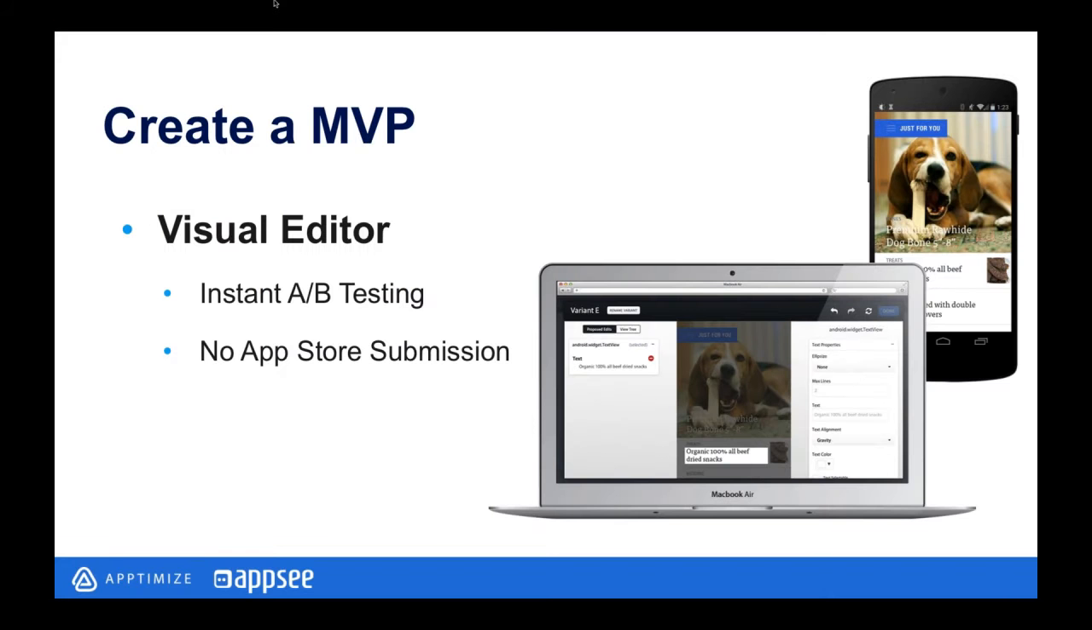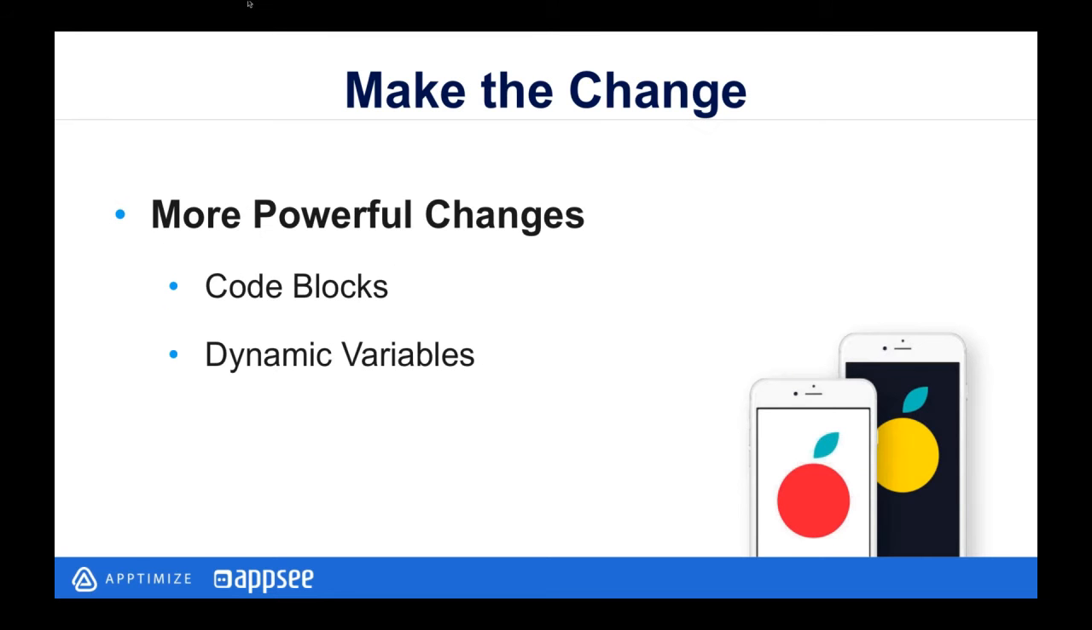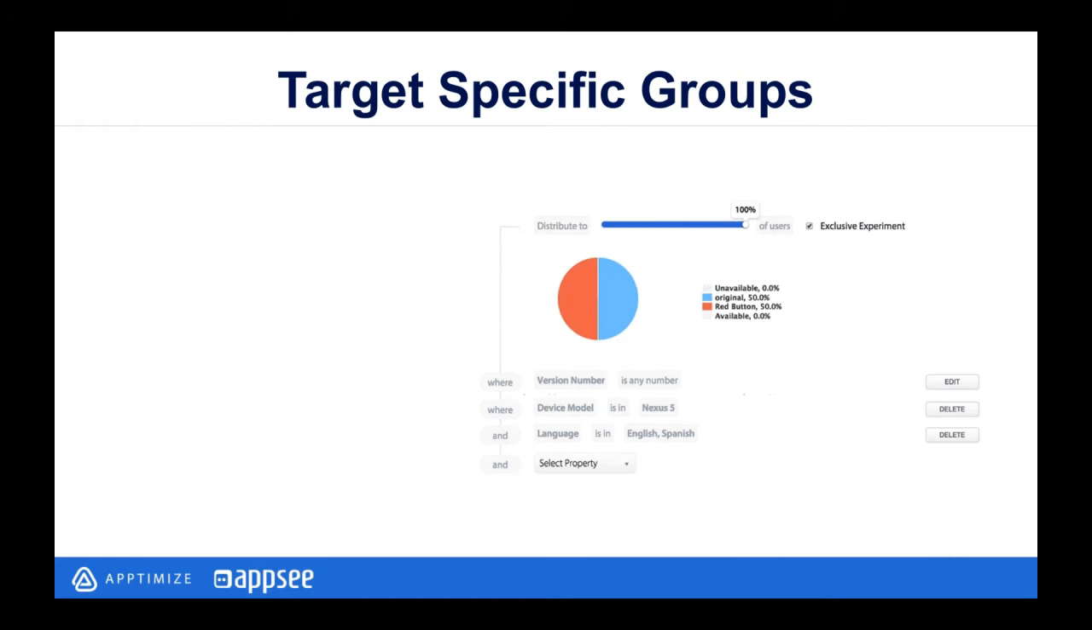So this allows you to really quickly validate a change without using too many engineering resources. Pretty much anyone from your company could come in and make this change and deploy it to users really quickly. If you want to do more powerful changes, you can pretty much change anything you can dream of using code blocks or dynamic variables, so we can test more complex things such as flows, new features, and so on.